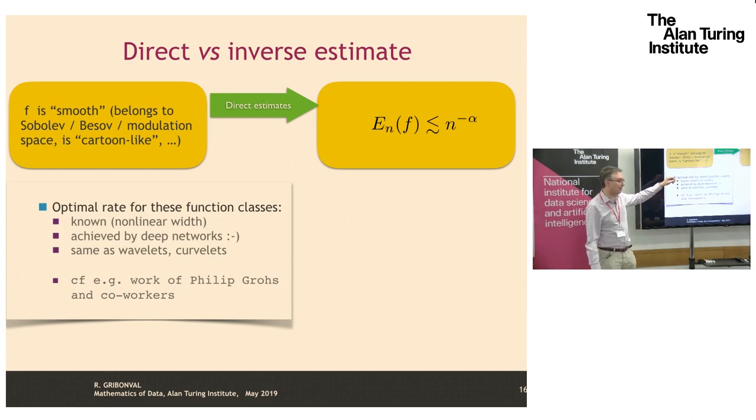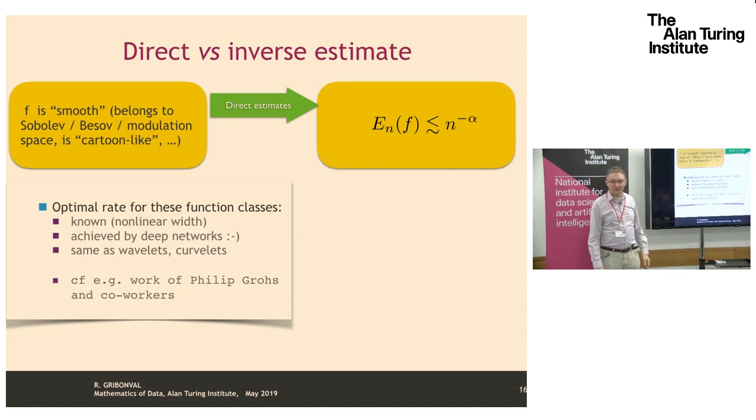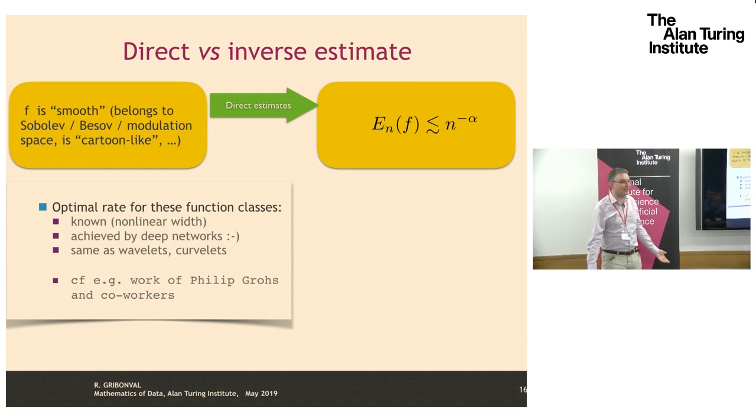Maybe Ron will say a word about these widths and some of the twists related to what exactly is the nature of the algorithms that can be considered, the approximation algorithms that can be considered there. So these rates are known. And the good news is that they are achieved by these sparsely connected networks. The optimal rate is achieved for these functional classes. But maybe the not so encouraging news is that the rate is not better than the rate with wavelets.